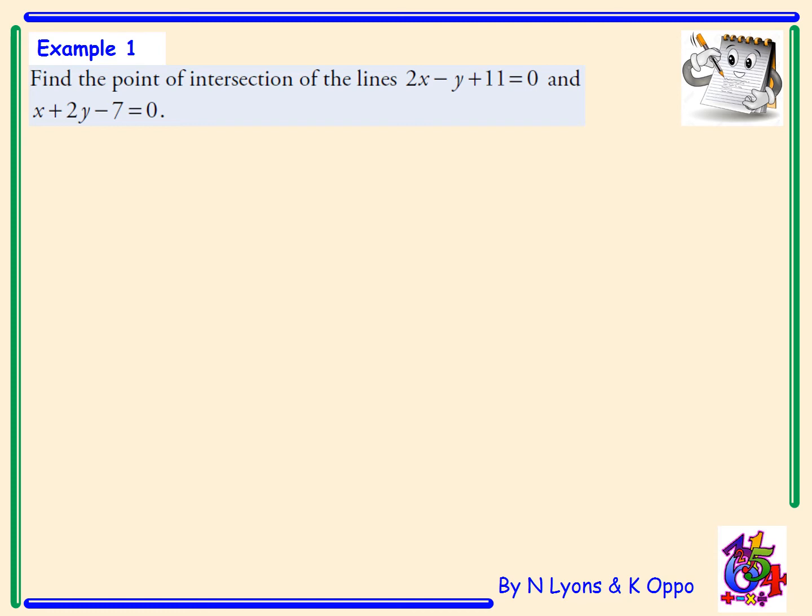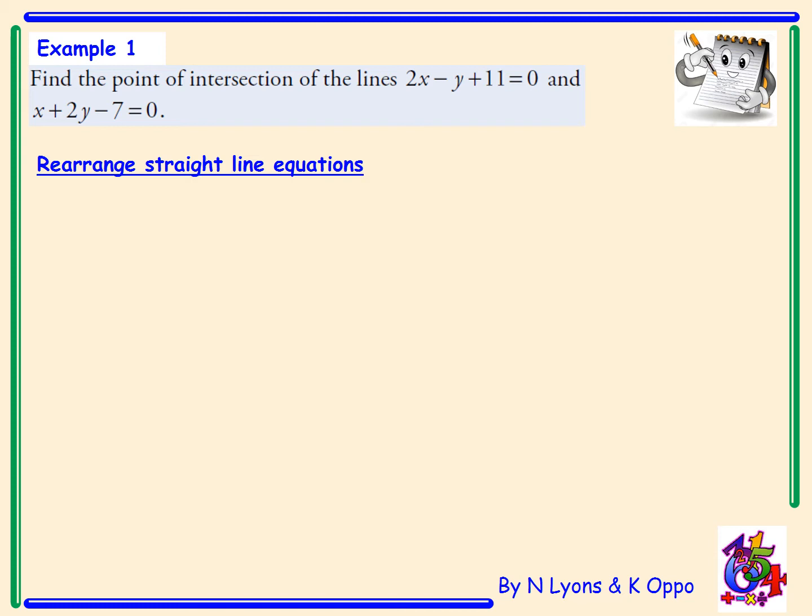Example 1. Find the point of intersection of the lines 2x minus y plus 11 equals 0 and x plus 2y minus 7 equals 0. The first thing we have to do is rearrange the straight line equations. So we have letters on one side, so I'm going to move the plus 11 over to become minus 11 and the negative 7 over to become plus 7.